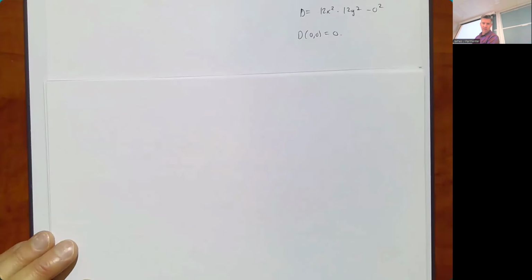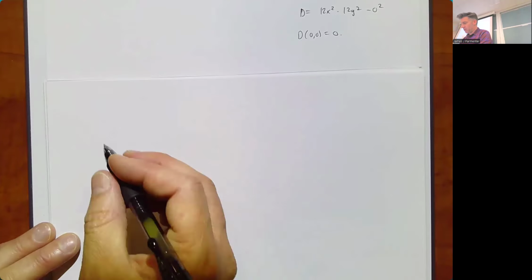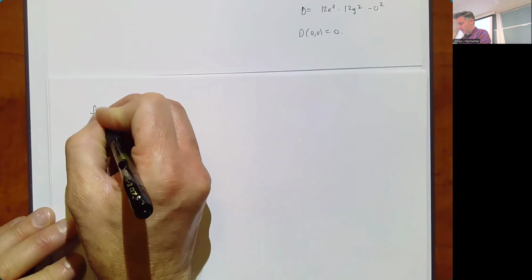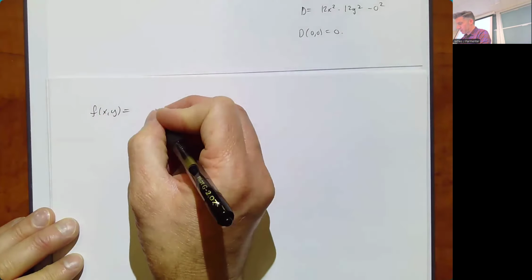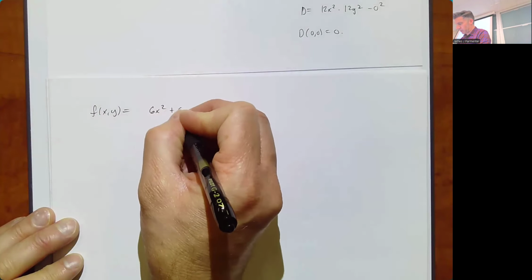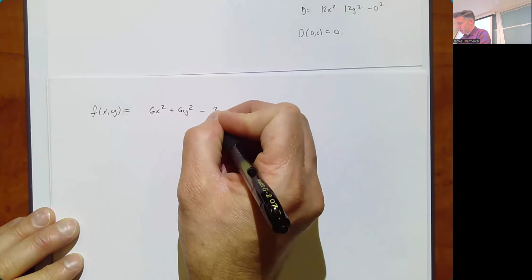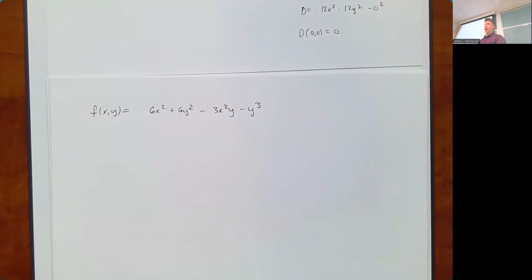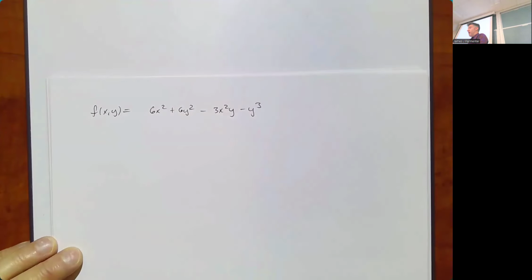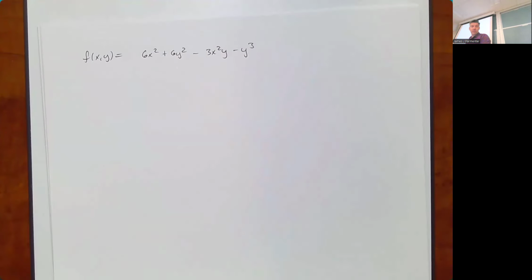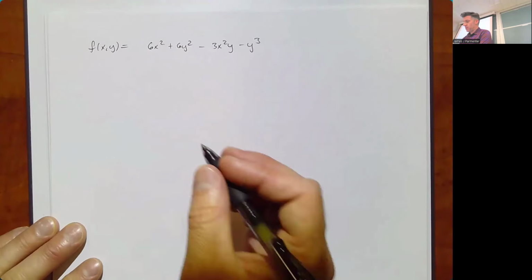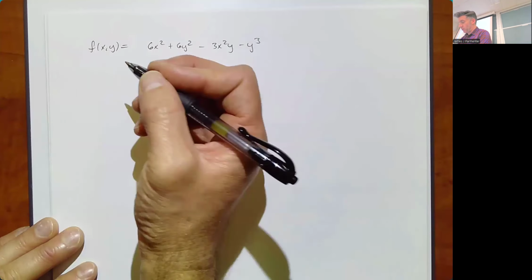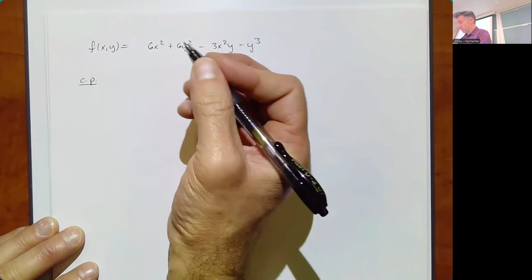Let's see here. Yeah, I like that one. That's a good one. So let's say we have the function f of x comma y equal to 6x squared plus 6y squared minus 3x squared y minus y cubed. Which I'll point out, I have no idea how to graph, other than typing it into Desmos and seeing what it looks like. It might look really neat. That's not the point.